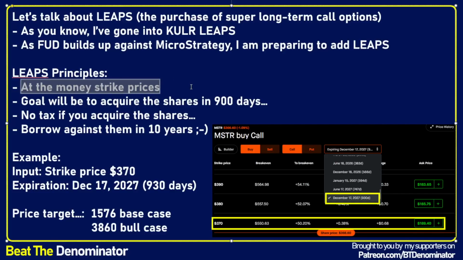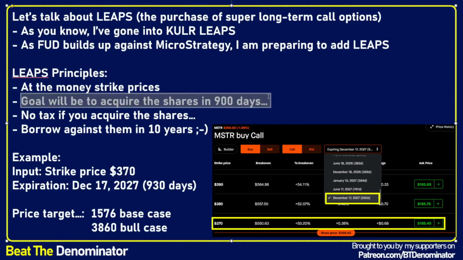So slightly above or slightly under. The goal of mine, of course, will be to acquire the shares in 900 days. So make sure you have some cash inflow from somewhere so you can acquire in 900 days. Because if you sell the LEAPS, then you get taxed, right? So if you acquire the shares, you don't get taxed.